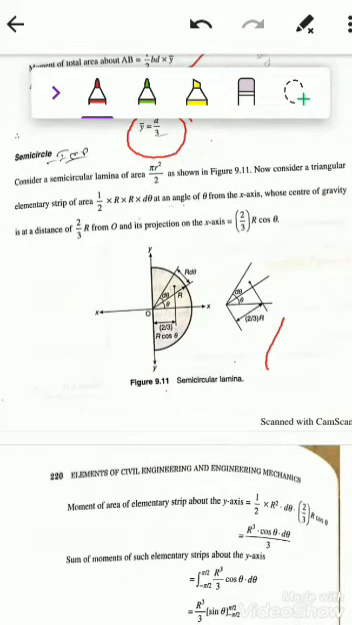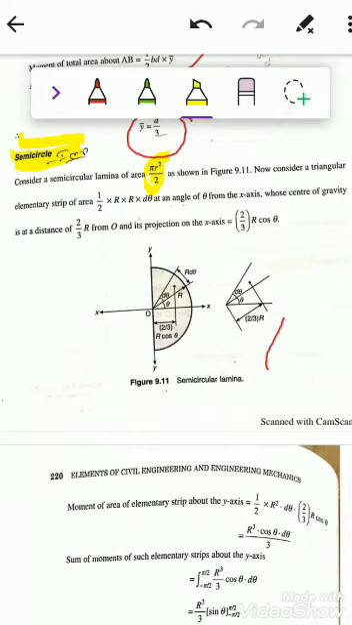In the previous videos we have discussed the centroid of a rectangular lamina as well as the centroid of a triangular lamina. Now we shall discuss the centroid of a semicircle. That is, we are going to discuss the centroid value of a semicircle here. So let us consider a semicircular lamina of area pi r square divided by 2.